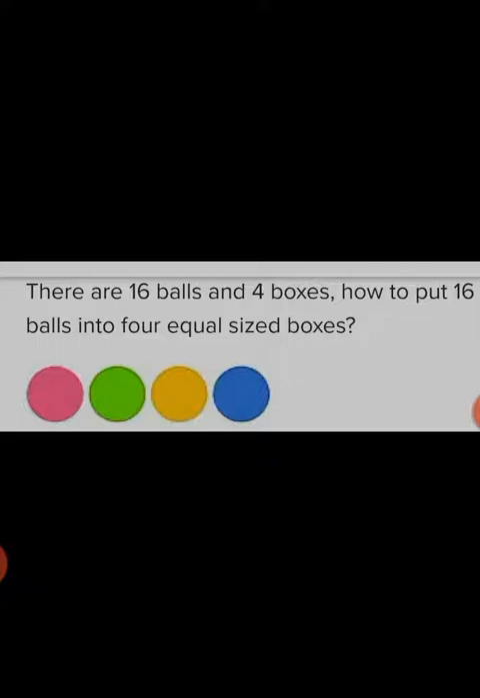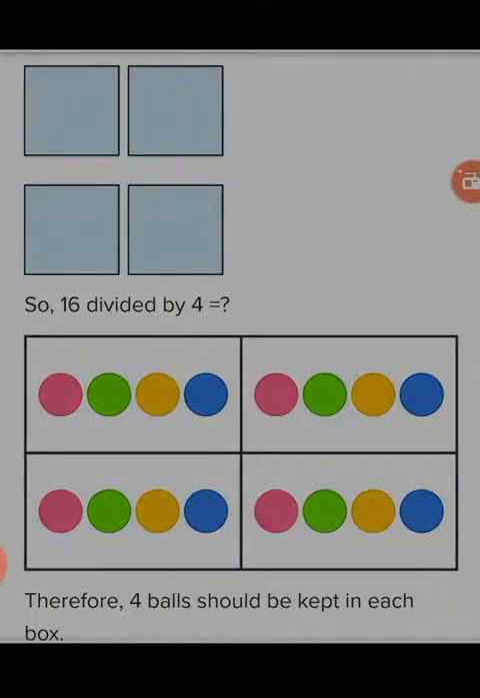Suppose there are 16 balls of different colors. 4 colors of balls are given, and there are 4 boxes. The number of balls is 16 and boxes are 4. So you need to put 16 balls into 4 equal sized boxes. So there are 4 boxes. So you will keep these 4 boxes.